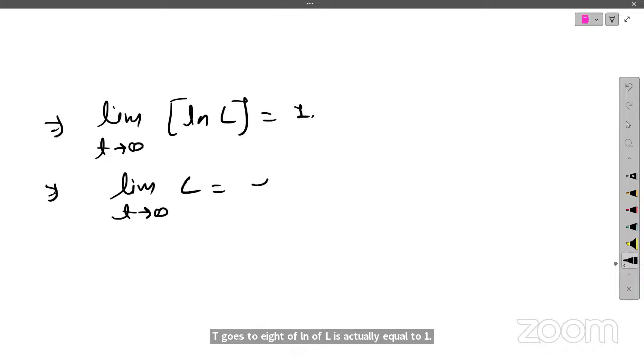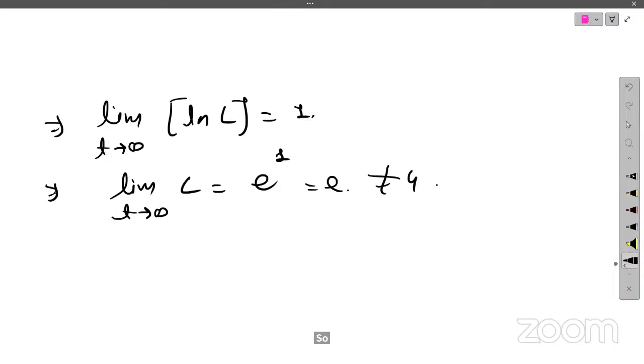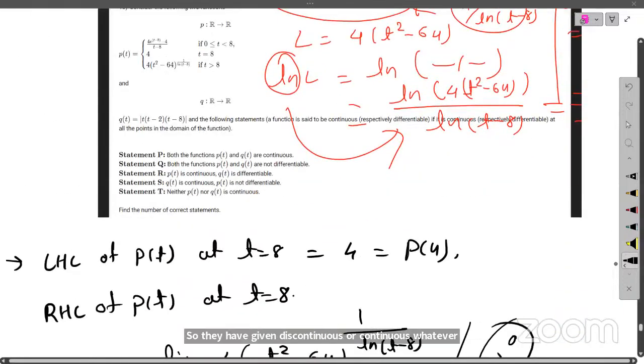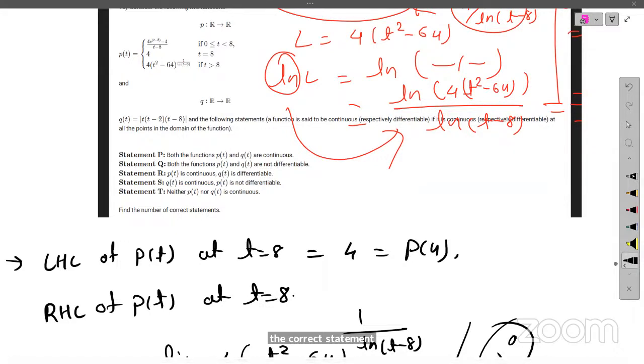L will be e to the power 1, so it is not equal. They have given discontinuous or continuous. What is the correct statement? It is discontinuous, yes. So p of x will be discontinuous, so obviously it is not differentiable.